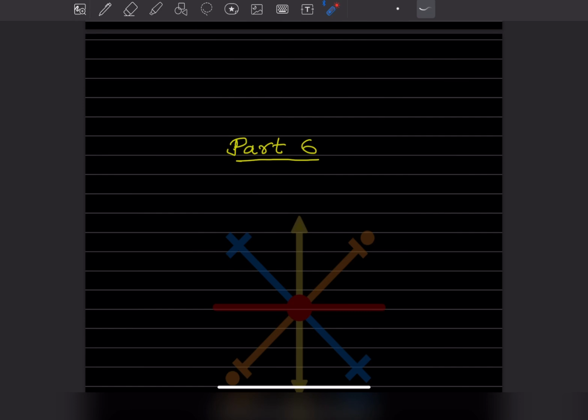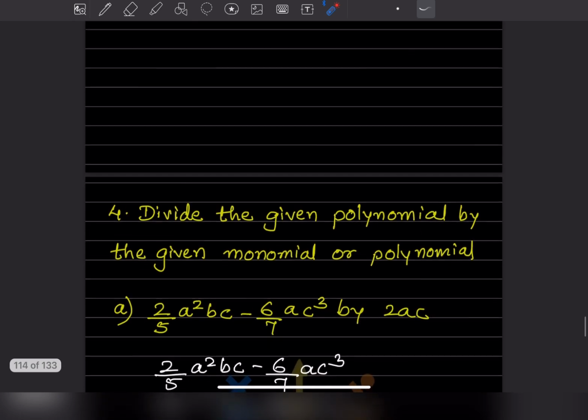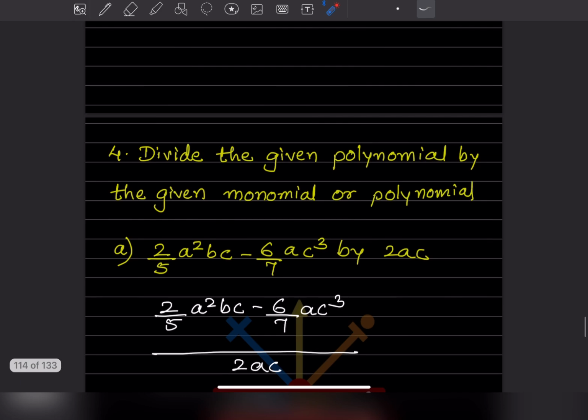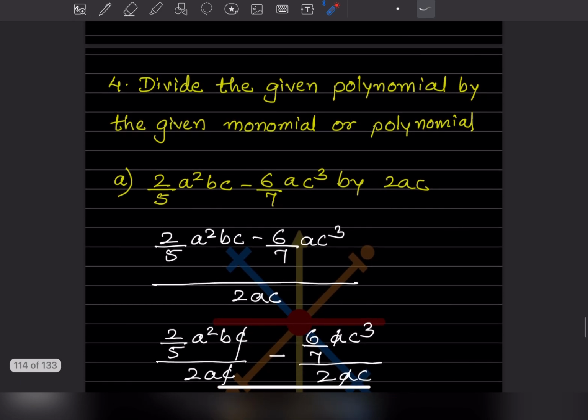So today we are going to do part 6 of the same topic, that is factorization. Now let us see, we have already done a few of the examples from the chapter, and these are the first 3 questions, and this is the fourth one. Here, divide the given polynomial by the given monomial or polynomial.